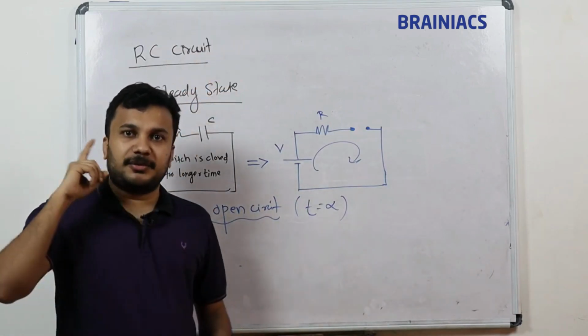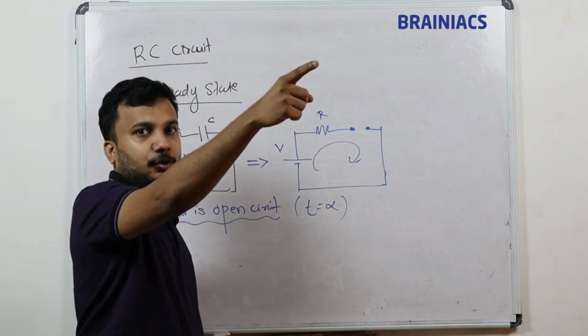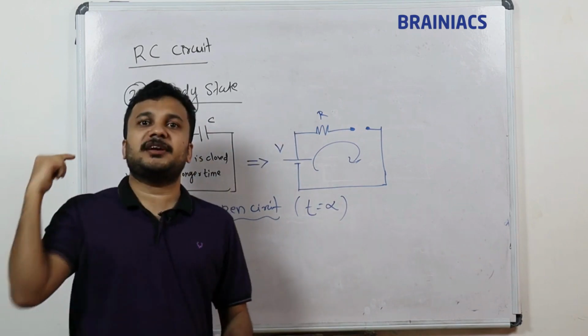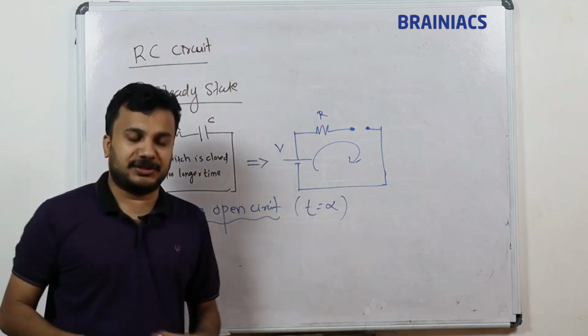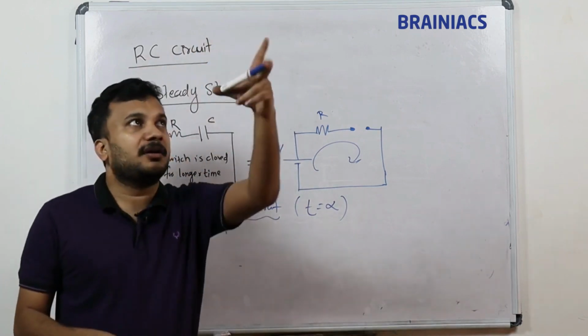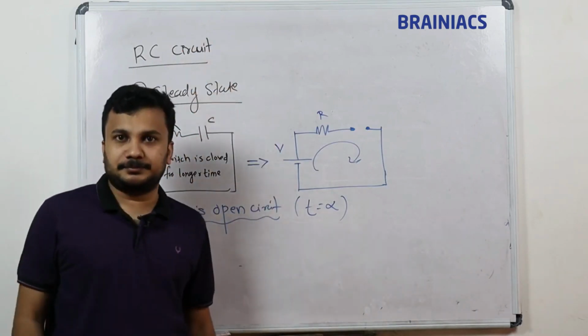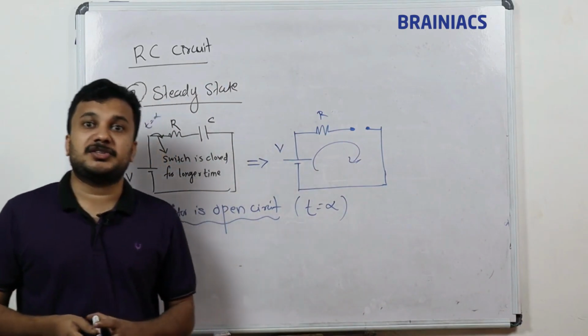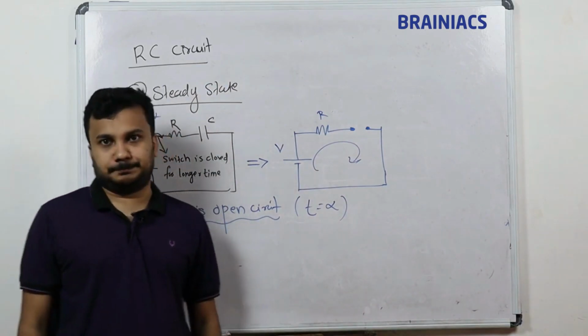Whenever current is going from positive to the positive of that tube, and from the tube negative it's going to switch negative, it's like a closed path. Whenever some wire is broken in between, you cut the wire, what will happen? The tube lights will glow? No, tube lights will not glow because it is called open circuit.